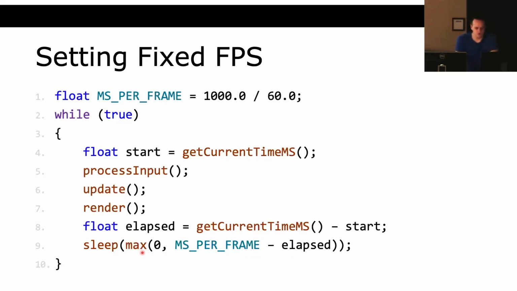And who can tell me why I'm putting this max here? Hand up. Just think about it for a second. Why am I putting this max 0 before that? Why would that ever be negative?